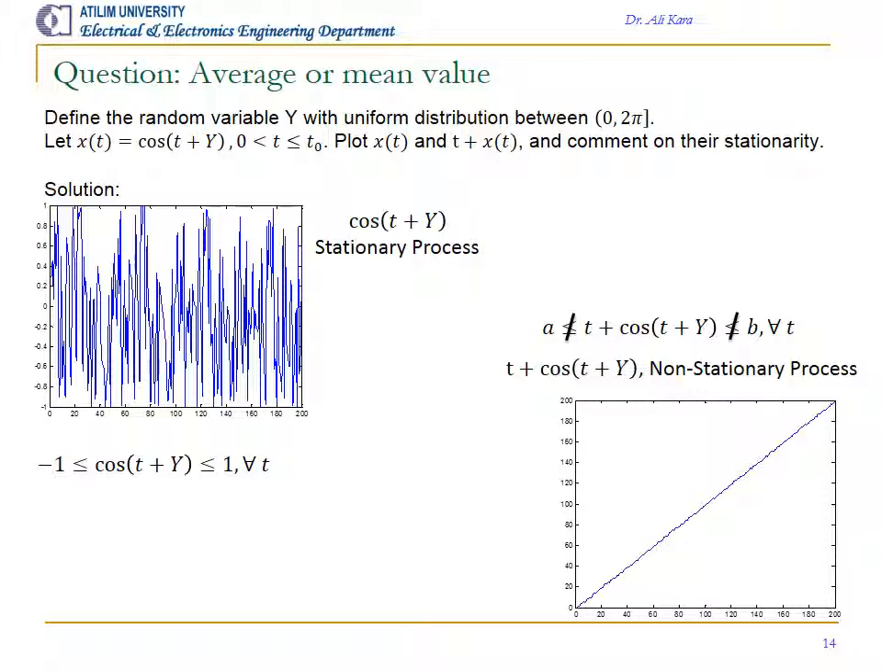Therefore, at any time instant the PDF is the same. However, in the case of t plus cosine of t plus y, at different time instances the interval of values that can be taken by this function are not the same. Let's say, when t is 0, this function is in the interval between -1 and 1, but when t is some other value, the interval the function takes values from is changed. Therefore, its PDF is changed, and it is not stationary.